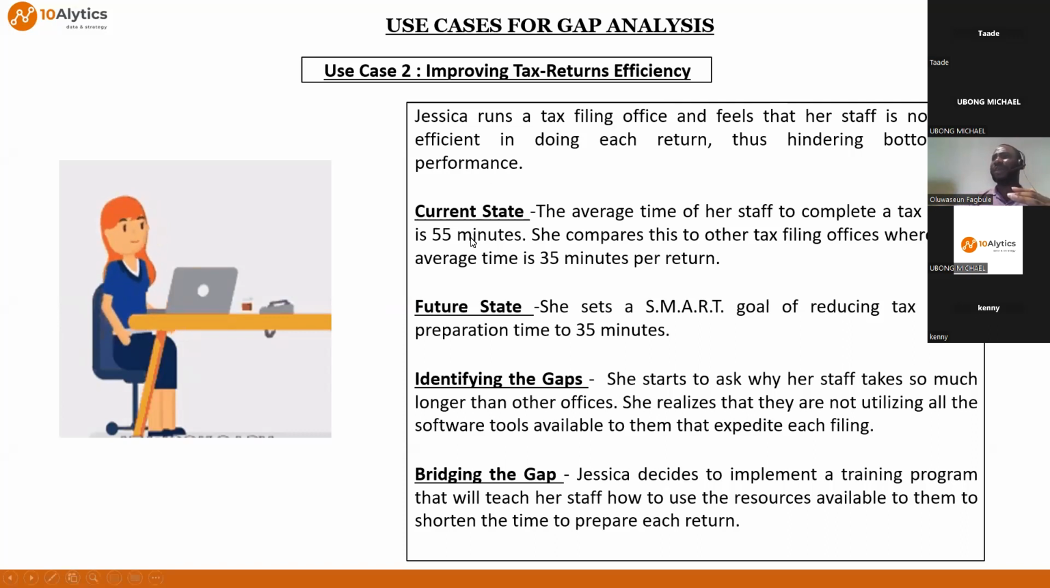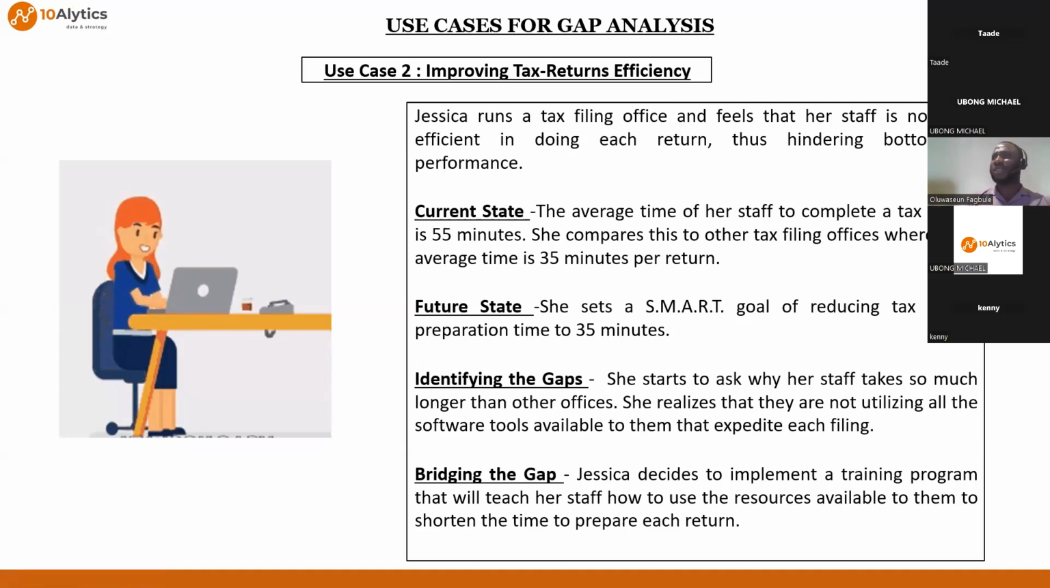In analyzing the current state of the office, she found that the average time of her staff is... and in analyzing this current state, that's the role of the business analyst. You're the one that would analyze that current state. And then you found that the average time of the staff to complete a tax return is 55 minutes, right? So for them to file the tax, input all the details, make the calculations and all of that is 55 minutes. She compares this to other tax filing offices where the average time is 35 minutes per return.